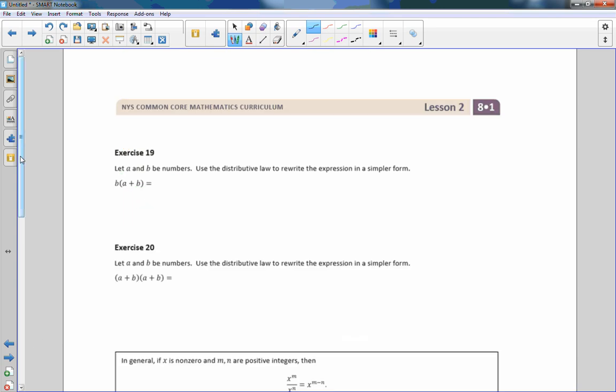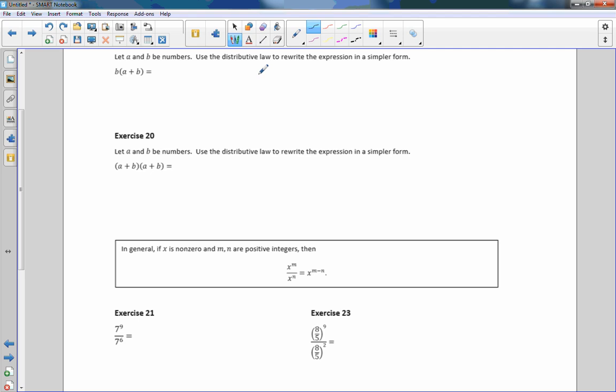Okay, exercise 19. Let a and b be numbers. Use the distributive law to rewrite the expression in a simpler form. Okay, it's the same as before. So I'm going to get b times a. I like writing them in alphabetical order. a times b plus b times b. That's b to the 1 times b to the 1. That is going to come out to be simply ab plus b to the 1 plus 1, which is ab plus b squared. Okay, ab plus b squared.